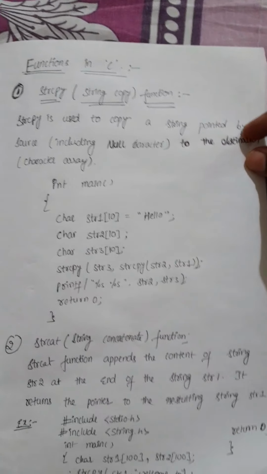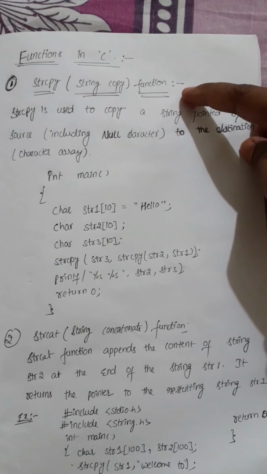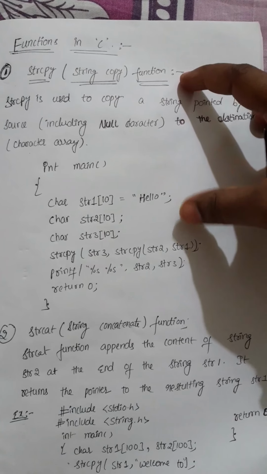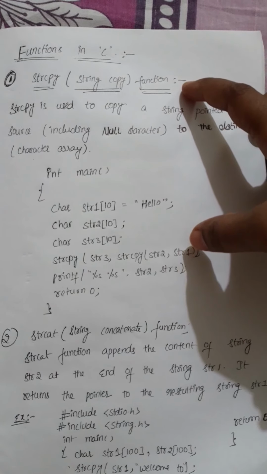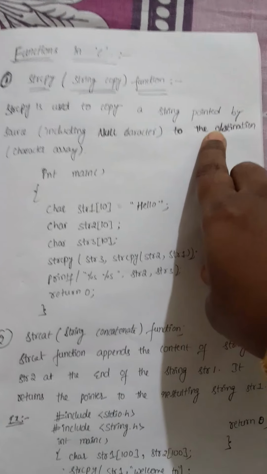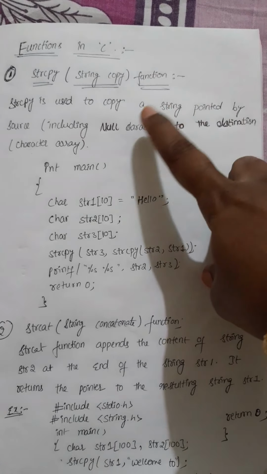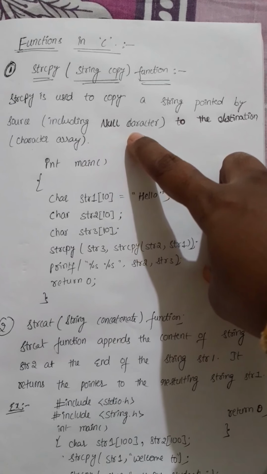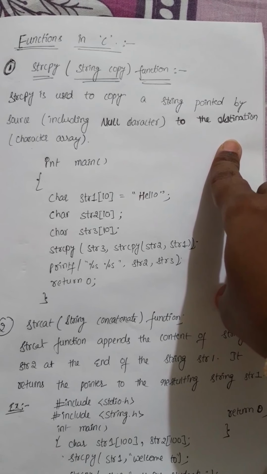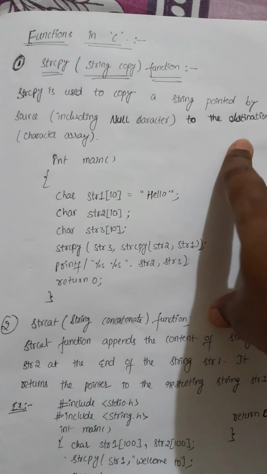So what is the string copy function? What is the syntax or prototype? It is going to take two parameters, the first string, which you want to get copied to, and the second string. So what is the definition of the string copy? String copy is used to copy a string pointed by source, including the null character, to the destination character. So it is going to copy from the source string to the destination string.